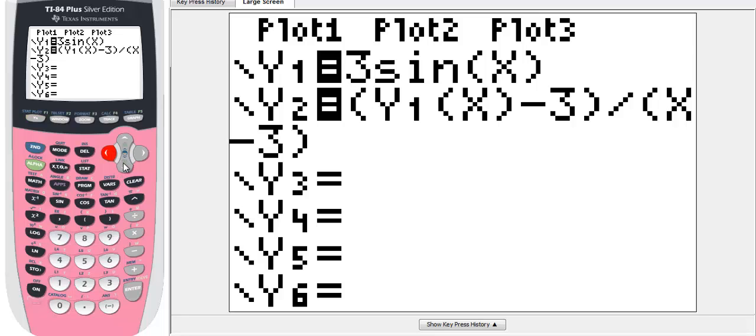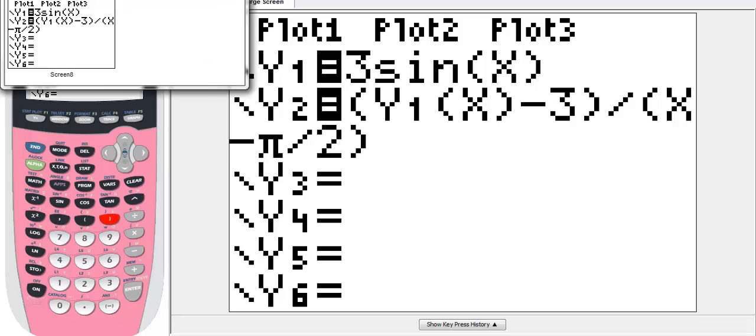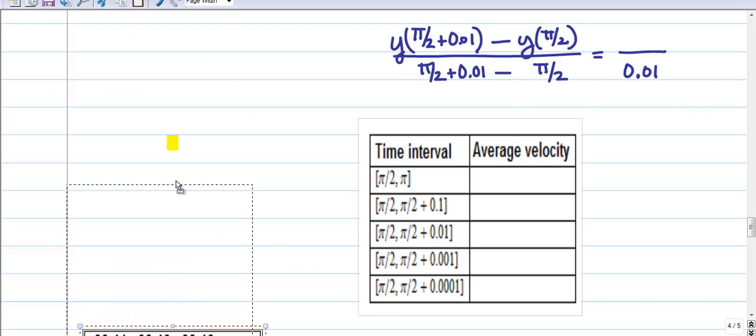It should be x minus pi over 2 on the bottom. Sorry for all the clicking. Okay. All right.